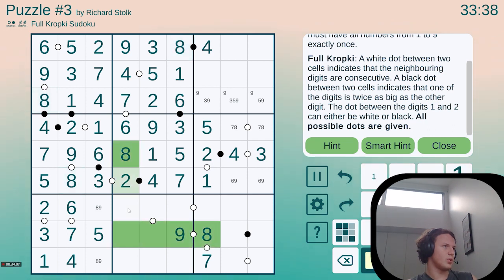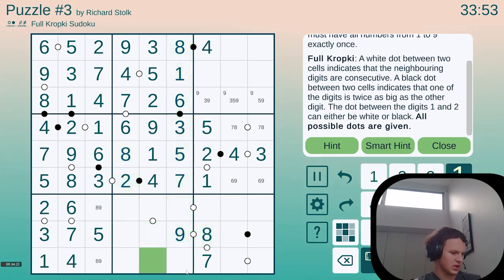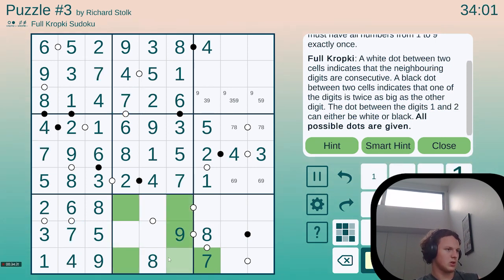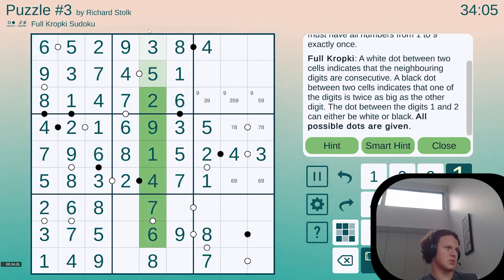Okay, the 8 in this box now. We know it can't go here because that would make this one here a 7 or 9. Can't both be 7 or 9, so that has to be the 8. Put a 9 there and an 8 there. Let's look at this 7 like this. So the 7 has to be there, which makes the 6 there, and that makes sense with this column.